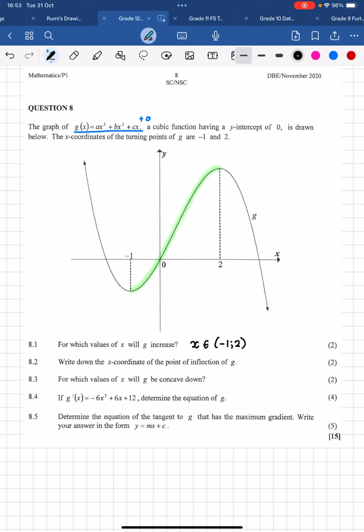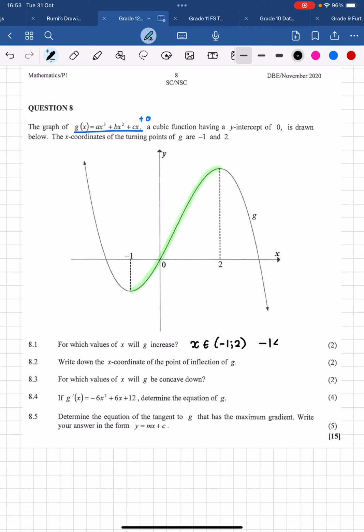There is some disagreement among maths people about whether we should include or exclude them. So you actually will get the mark in finals if you include the x values as well, the turning points. So you actually can use square brackets for these as well. I prefer to say that we are excluding the turning points, but that is up to you. Just do what your teacher told you to do. You'll get the mark either way.